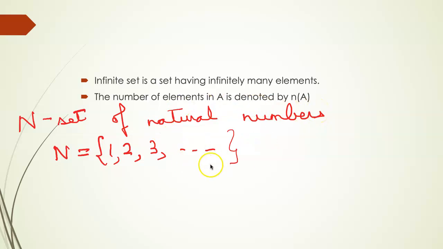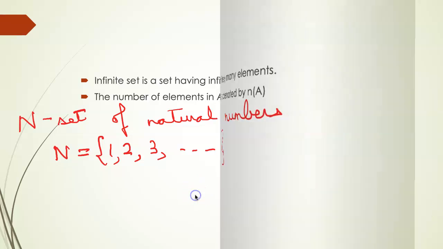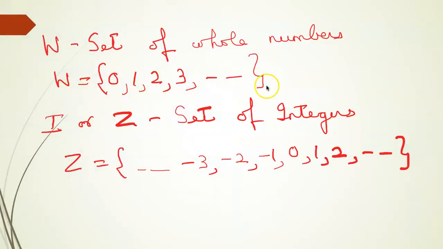Now there are just some notations which you need to know. Capital N denotes the set of natural numbers. So capital N denotes the set of all numbers 1, 2, 3 and so on. Then you have W stands for the set of whole numbers which is 0, 1, 2, 3 and so on. Then I or Z denotes the set of integers. That is, you have all the natural numbers, 0, and all the negative natural numbers.